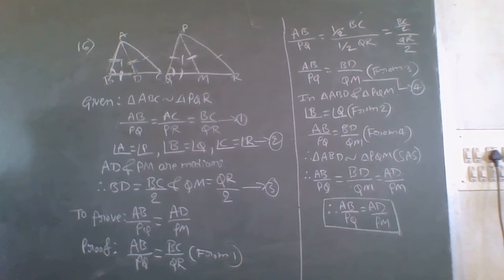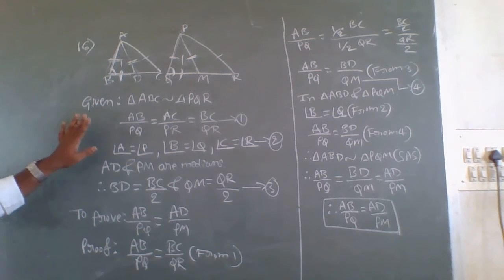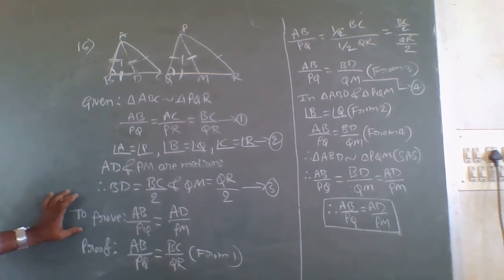So try to write all the problems in this format only. Don't write any problem directly. First you have to write given, what they are given. Write it clearly. After that only go to the next step, what you have to prove. Write the next step to prove. And before writing proof, you should write construction, if you have done any construction.